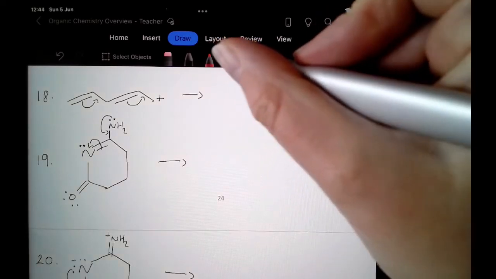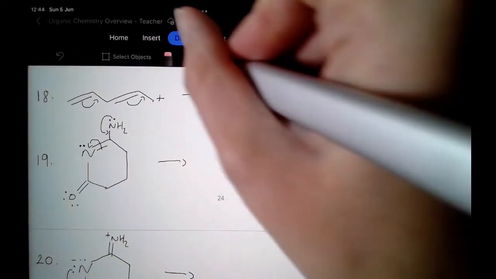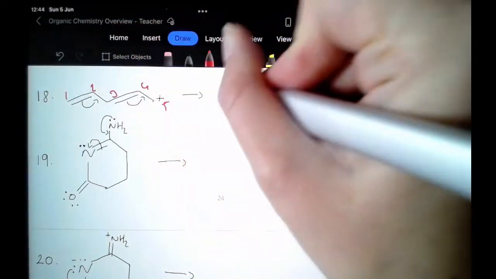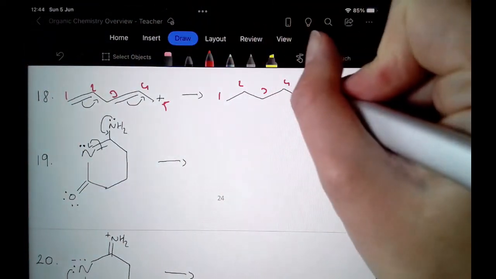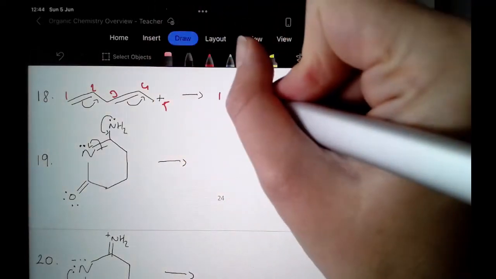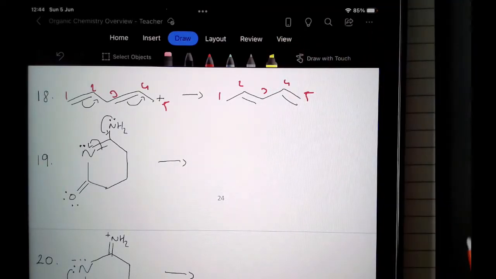All right, so have a look at 18. I still have the general skeleton, okay? And I'm going to number these as 1, 2, 3, 4, and 5. And the electrons are moving from between carbon 1 and 2 to between carbons 2 and 3, and between 3 and 4 to between 4 and 5.